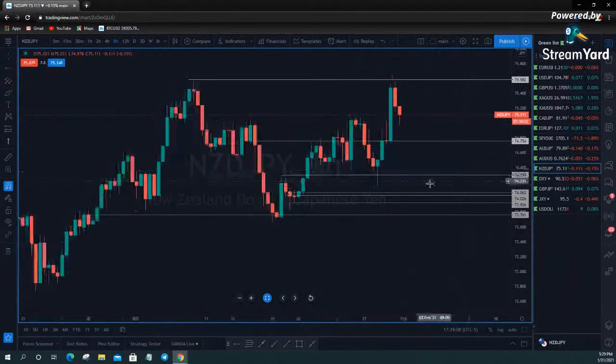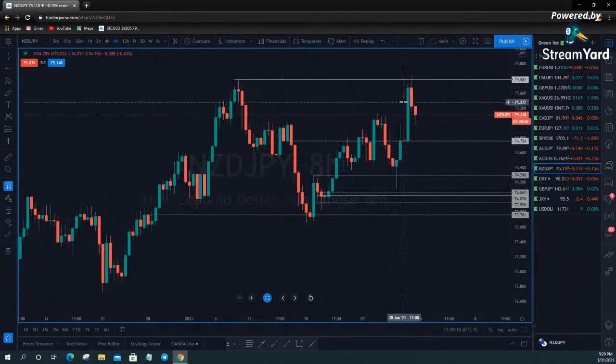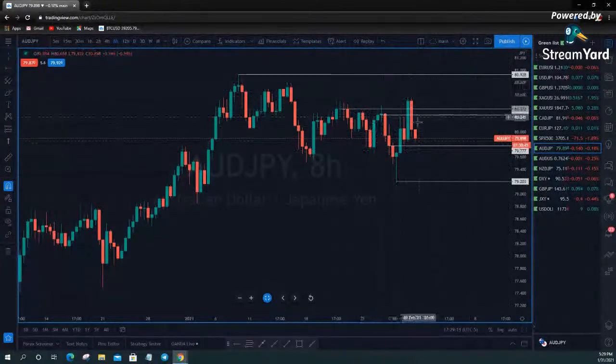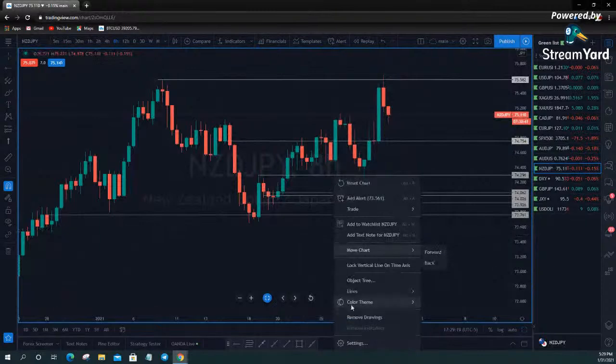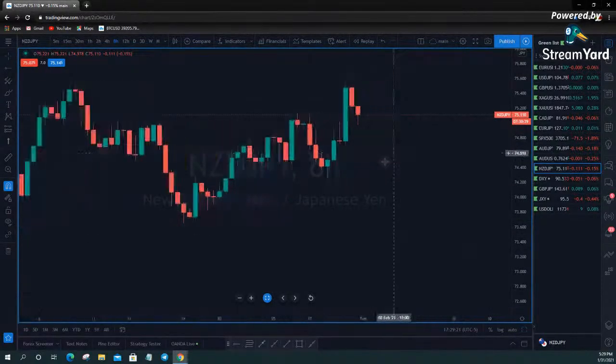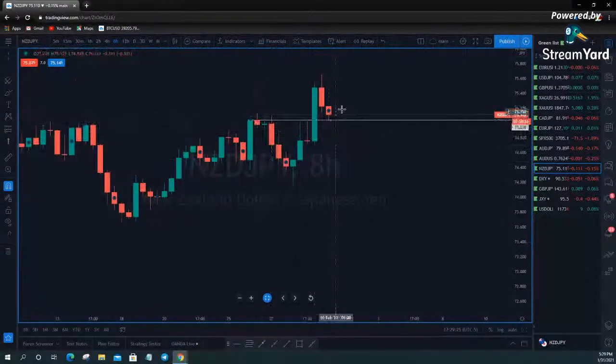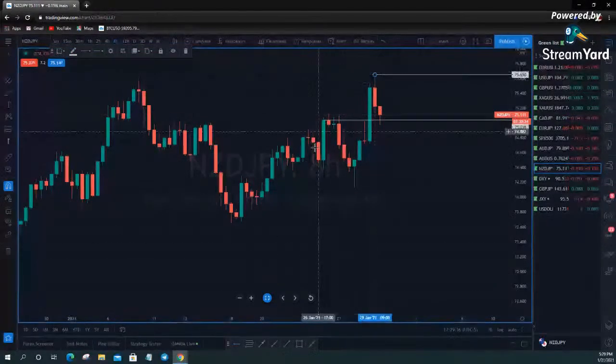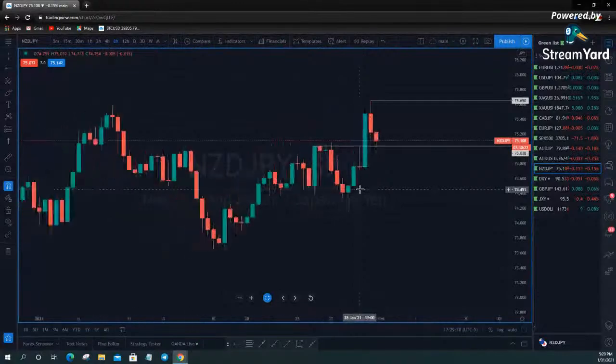NZD Yen, you can see how much different this looks than Aussie Yen. Aussie Yen looks slumpish, like it's slouching over in its seat. Meanwhile, New Zealand Yen looks nice and strong. It is currently testing this swing high to see if this holds as support. It looks like it may. If it does, the first target is going to be this high up here at 75.650, which is just simply this high that it made on Friday.